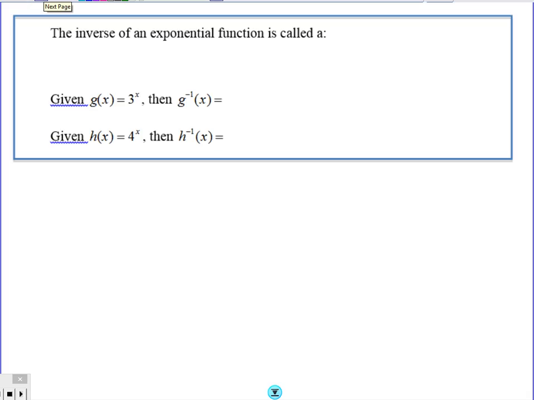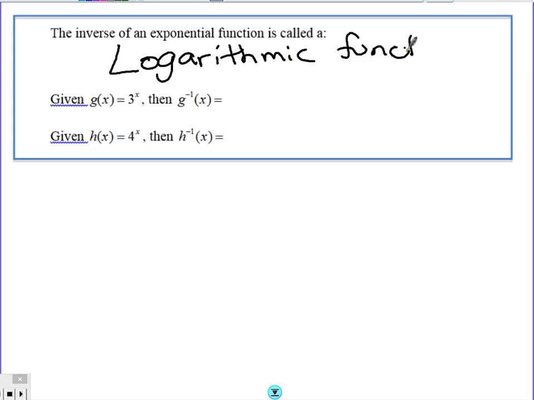Okay, so an inverse of an exponential function is called a logarithmic function. So the inverse of an exponential, g of x equals 3 to the x, we actually already graphed this in the beginning. What we graphed was log base 3 of x. Did you hear how I said that? Log base 3 of x. So we always want to read that, log base 3 of x.